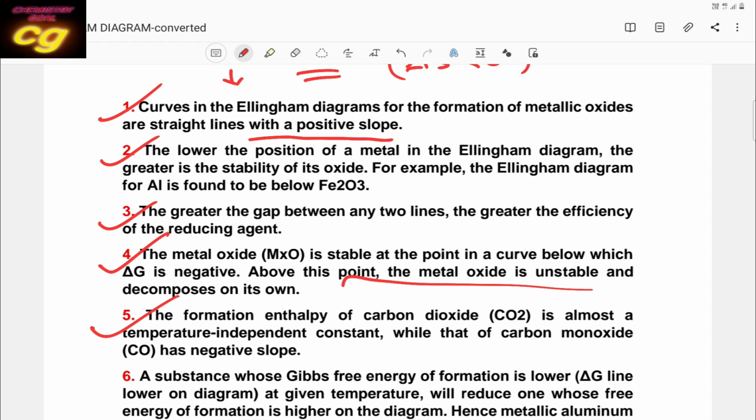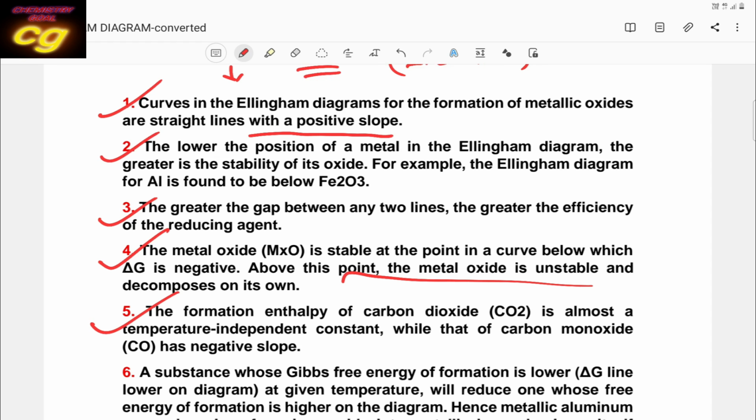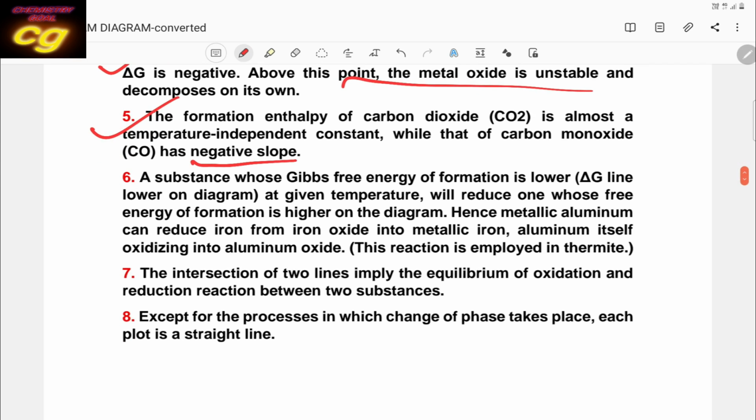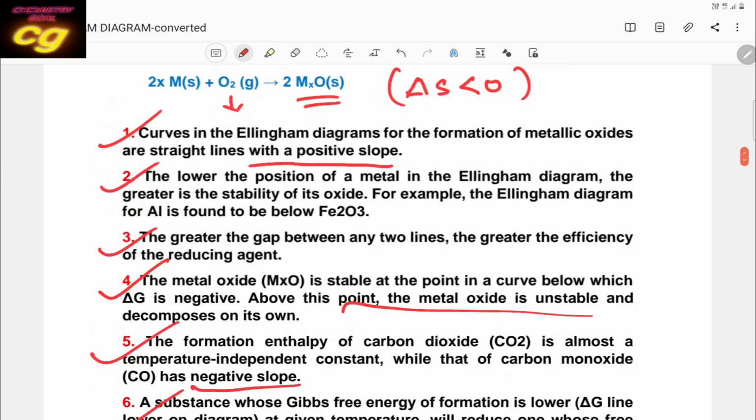That's why in the first case, the carbon dioxide case, there is no change in the slope, but in the carbon monoxide case there is a negative slope. This is very important, that is the negative slope, already discussed. The next important point is that the substance whose free energy of formation is lower at a given temperature will reduce the other. Already I have told you this point.